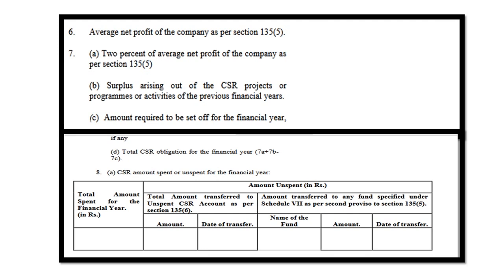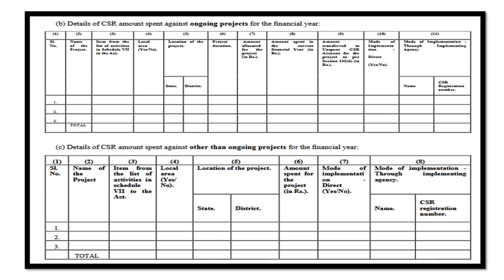Moving forward to average net profit for the company, then 2% of average net profit, surplus arising out of CSR projects, amount required to be set off, and D is total CSR obligation, that is 7A plus 7B plus C. Then item 8 states CSR amount spent or unspent for the financial year. Then you have to give the details regarding this amount of CSR that you're spending on ongoing projects or other than ongoing projects.